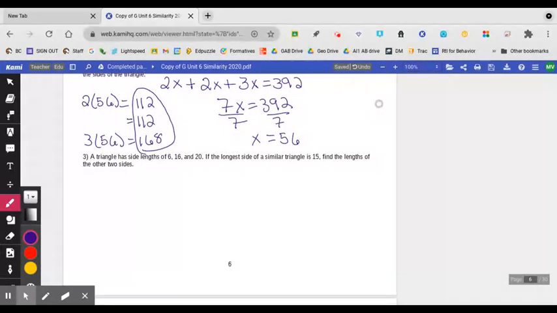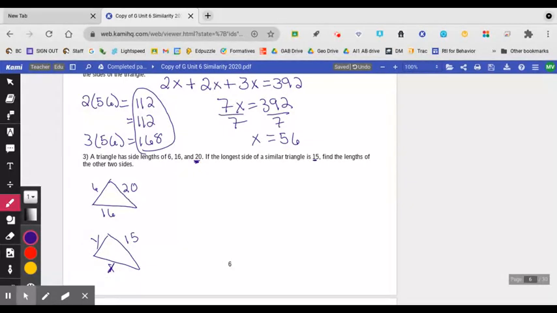Number 3. A triangle has lengths 6, 16, and 20. So I'm just going to draw that. If the longest side of a similar triangle is 15, so that's saying the longest, that means I'm comparing it with 20. Find the lengths of the other two sides. So that means I have another triangle here where the long side is 15. I'm going to call the middle side X and the small side Y.